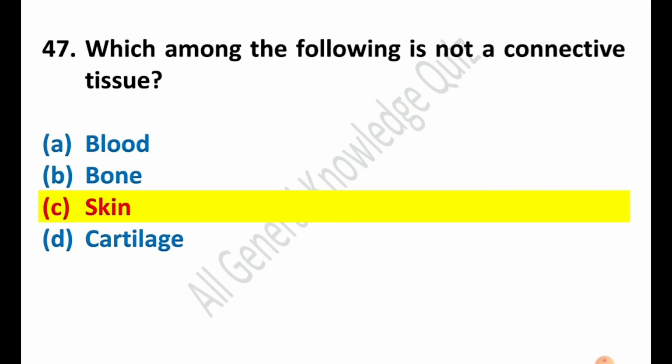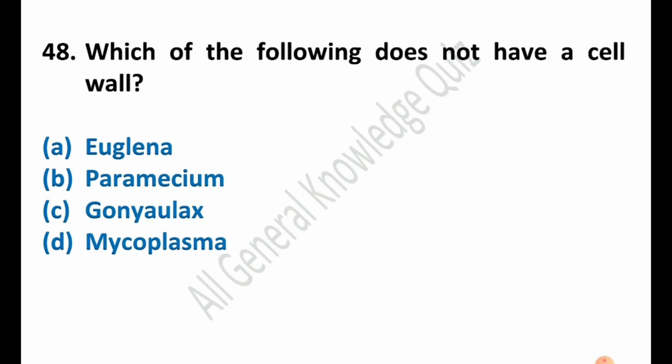The answer is option C, skin. Skin is not a connective tissue. Question number 48. Which of the following does not have a cell wall? Option A, euglena. Option B, paramecium. Option C, chlamydomonas. Option D, mycoplasma.